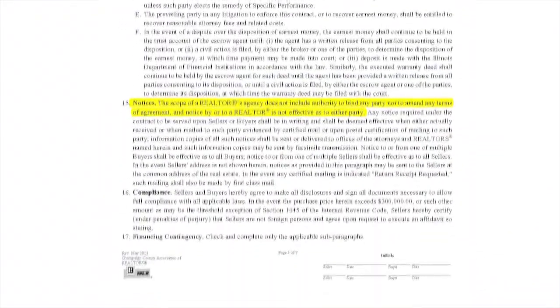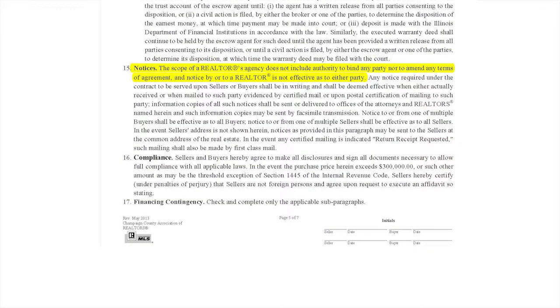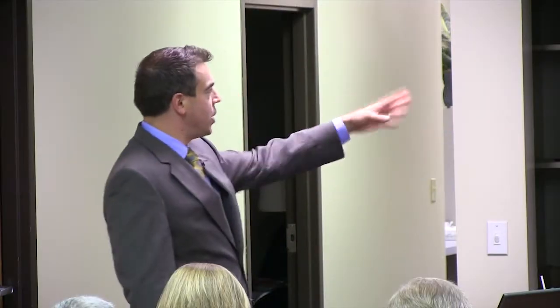Notices. The mechanics of the notices paragraph has not changed at all. Not one bit. This is a clarification. It is not a fundamental change in the way the paragraph was ever intended to operate. It's just really explicit. Notice, the scope of a realtor's agency does not include the authority to bind any party nor to amend any terms of agreement, and notice by or to a realtor is not effective as to either party. It already had said notice required under the contract is to be served upon sellers or buyers in writing, so it already had all the instructions we needed, but this just makes very explicitly clear realtor to realtor notice is no notice at all. Okay? Follow the instructions in there, especially if you're on a deadline.